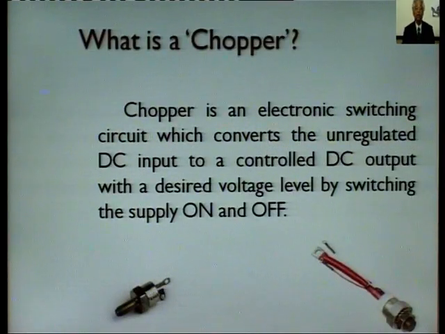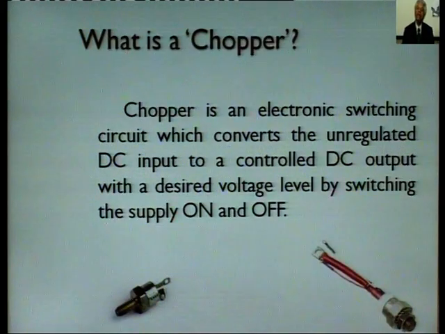Now, what is a chopper? A chopper is an electronic switching circuit. As I said, thyristors or SCRs are used for this, and it converts the unregulated DC input to a controlled DC output with a desired voltage level. By switching the supply on and off, you can change the level of the DC voltage. Now, what is this switching on and off?